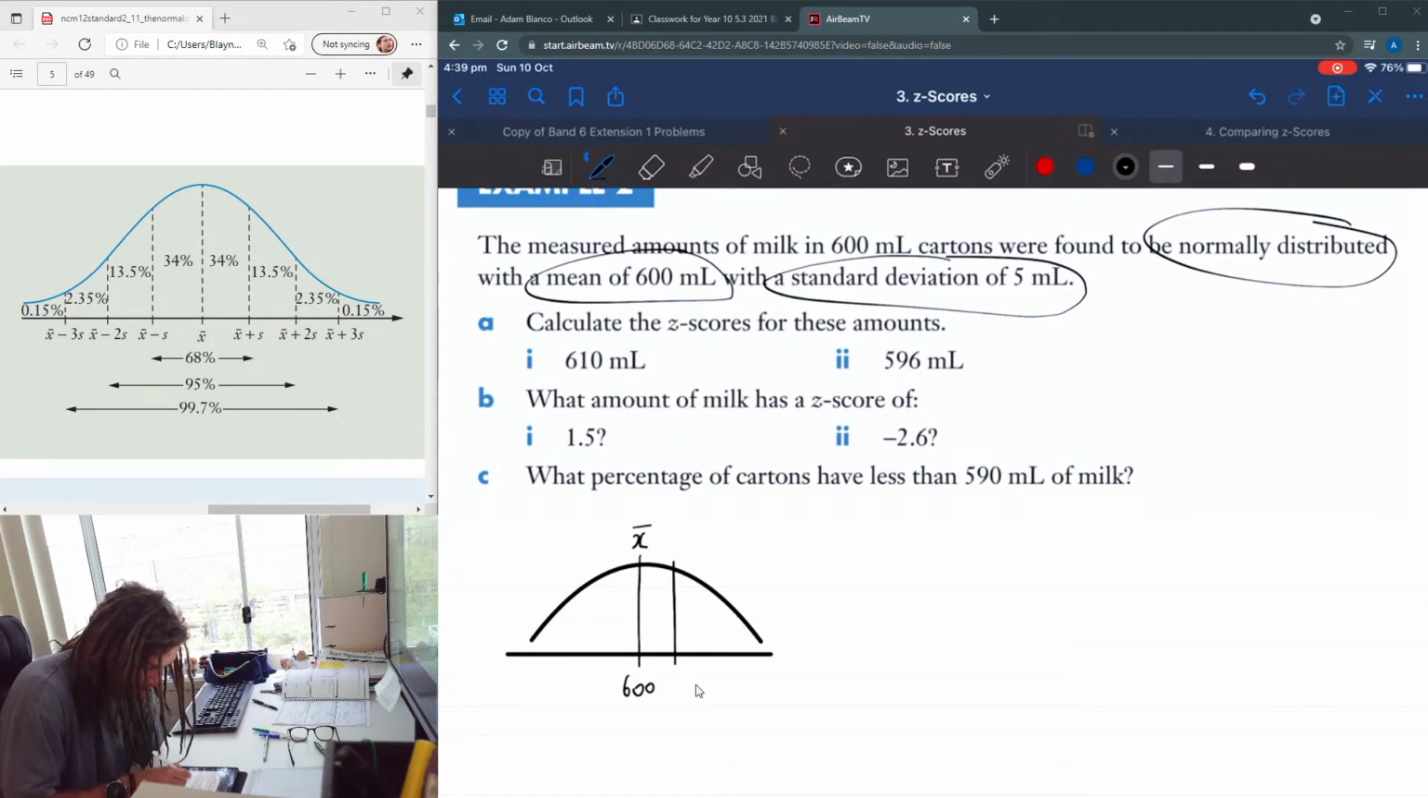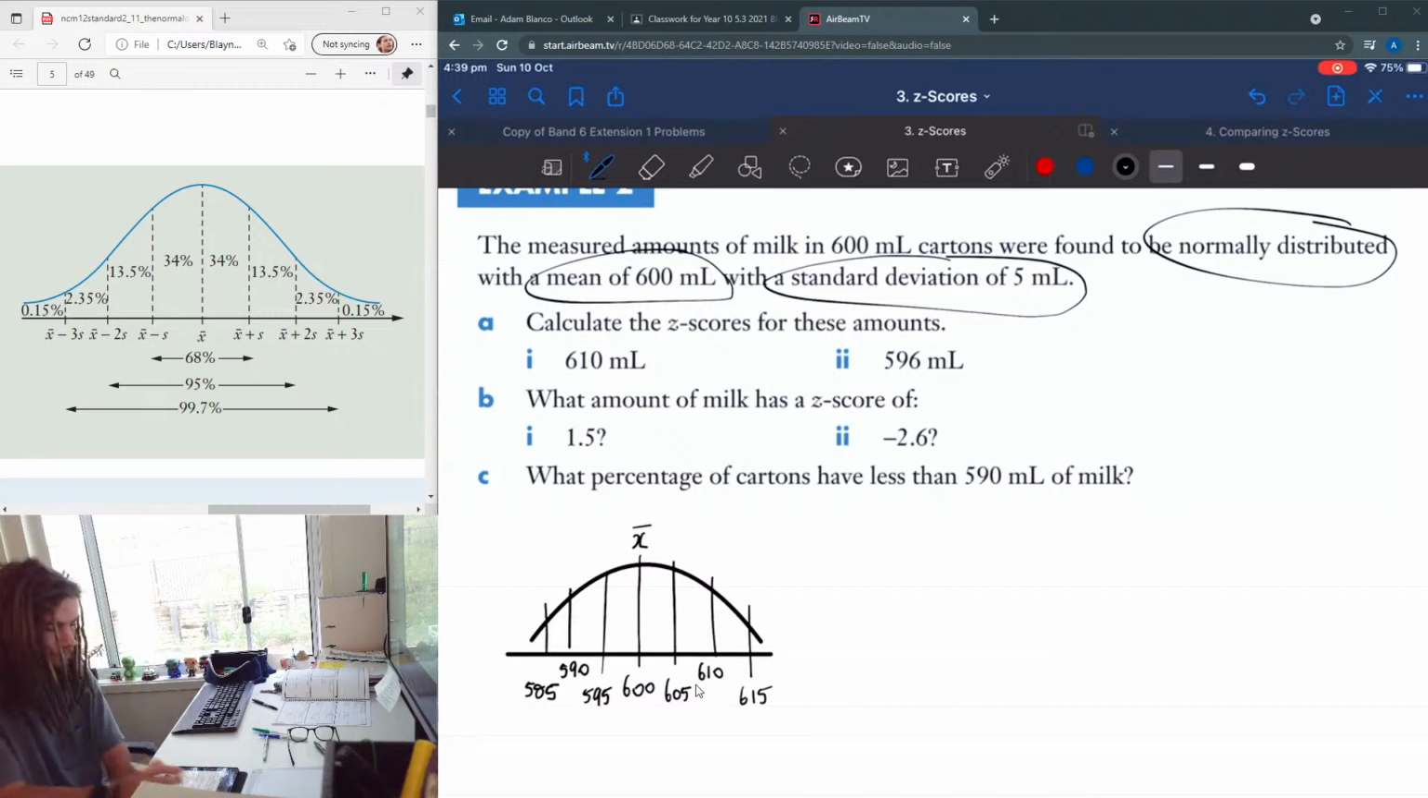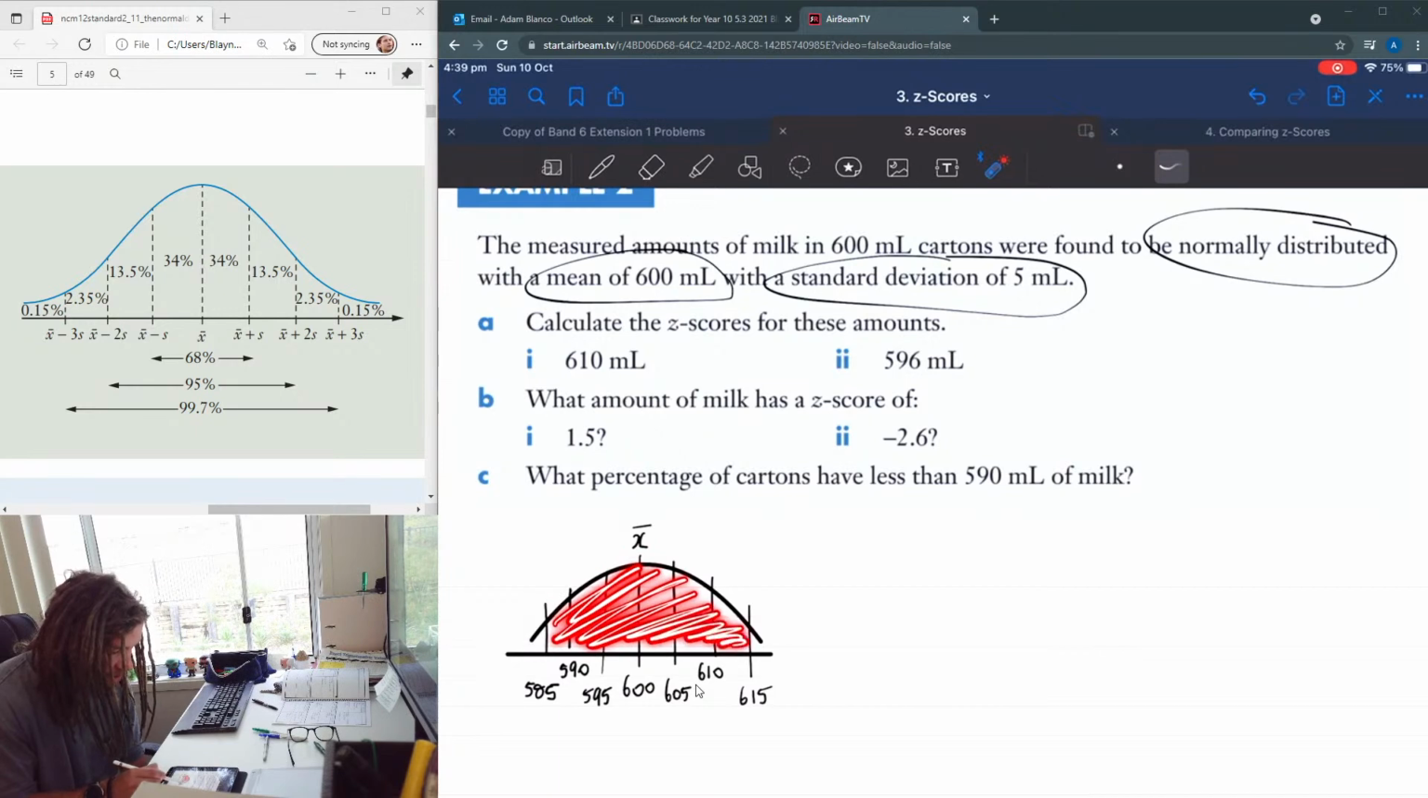Now, 1 standard deviation away, 2 standard deviations, 3 standard deviations. So the standard deviation is 5 mil. I add 5 mil: 605, add 5 mil: 610, add 5 mil: 615. And subtracting, 595. Let's see if my addition is better today. This is subtraction. Okay, so one thing to note, 99.7% of my scores are between 585 and 615.